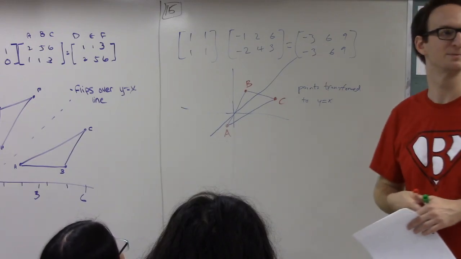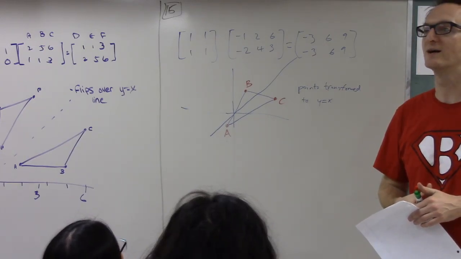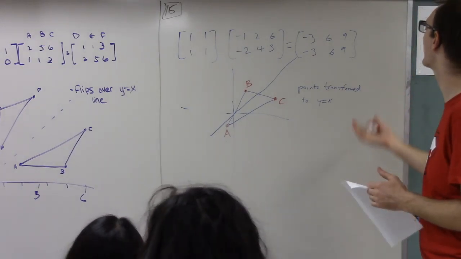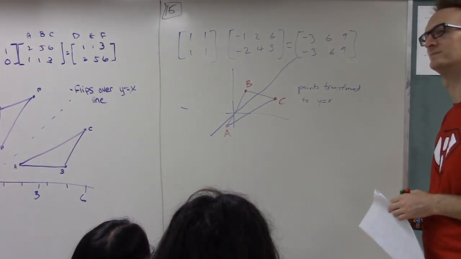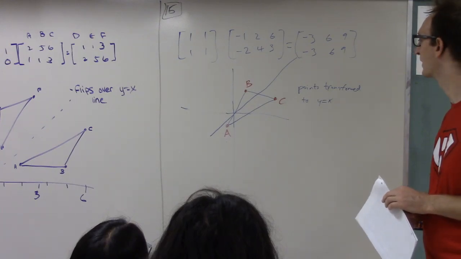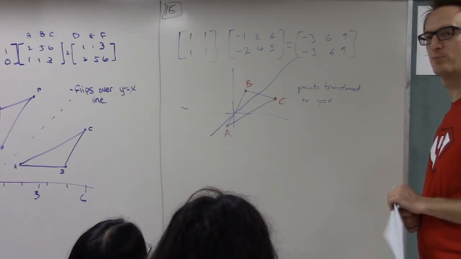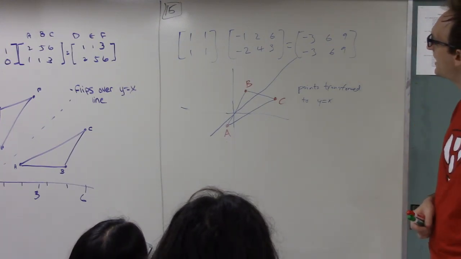Oh, who did number 15? Yeah, Kevin, comments. Well, you mean you made some comments already. It's like all the points went onto y equals x. Yeah. All the points went onto the line y equals x.